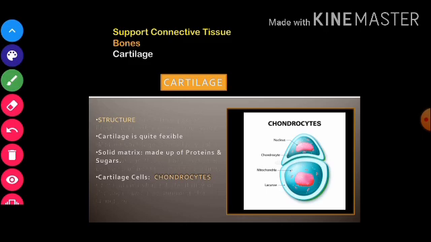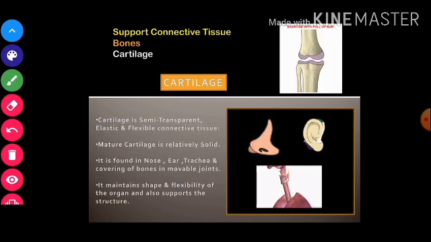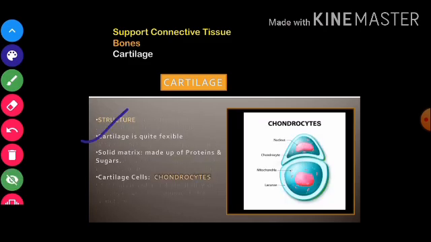So in the case of cartilage and bones, the difference in flexibility arises because of the difference in their structures. So let us look at how the structure of cartilage is. Again, like any other connective tissue, the basic structure remains the same. Extracellular matrix is there in which cells are embedded. Let us see what kind of extracellular matrix the cartilage has, because cartilage is quite flexible. There is a solid matrix in cartilage and it is made up of proteins and sugars.